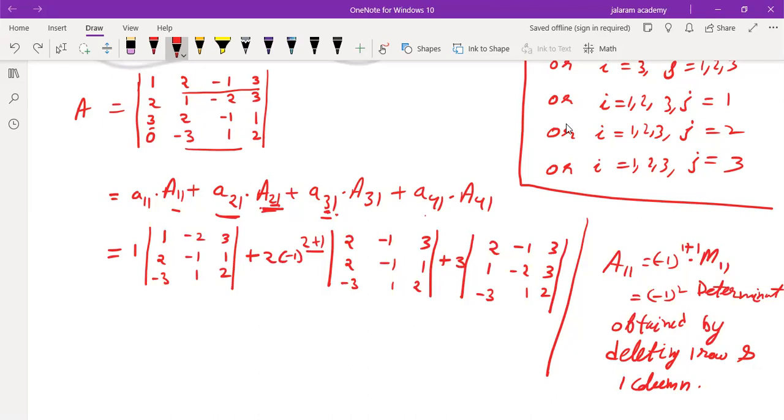Now the next element is A41, which is 0, and 0 into something we know is 0, but still I am discussing it so that you can understand. Fourth row and first column. So all the elements: 2 minus 1 3, 1 minus 2 3, and finally 2 minus 1 1. If we delete fourth row, first column, you can check 2 minus 1 3, 1 minus 2 3, 2 minus 1 1.